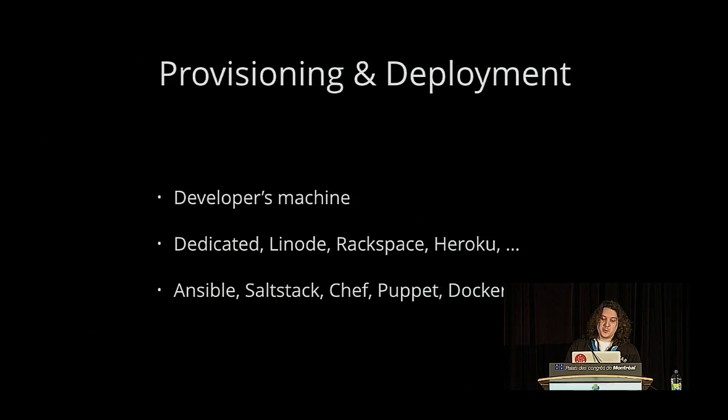So for the provisioning and deployment, you need somewhere to run your application on. It could be your own machine, a developer machine, or dedicated hardware. It could be any of the awesome cloud things we have like Linode, Rackspace, Heroku, and it could be set up manually by someone or with an orchestration tool like Ansible, SaltStack, Docker images. It could be presented in any way.